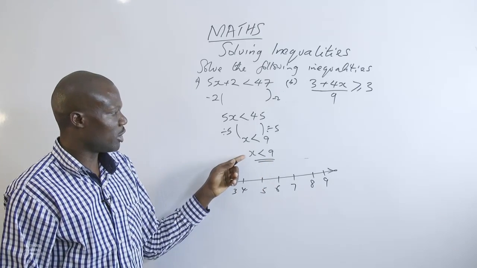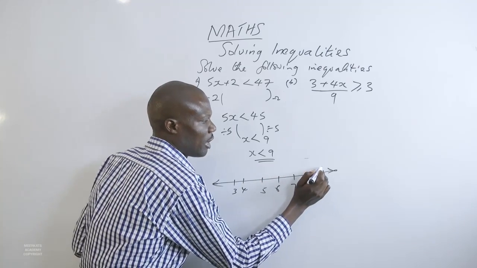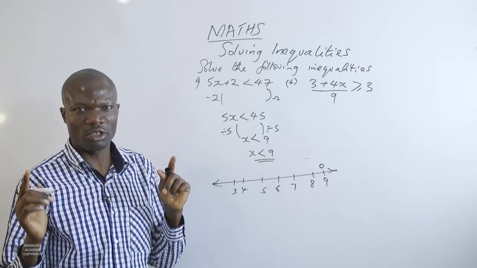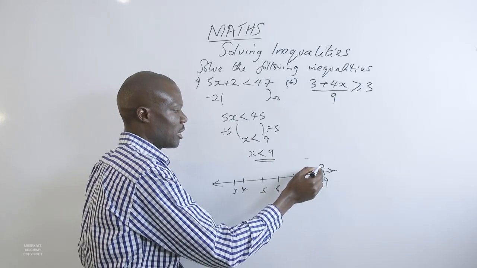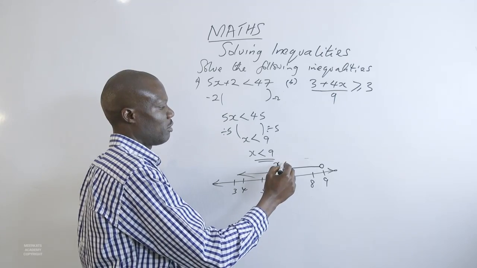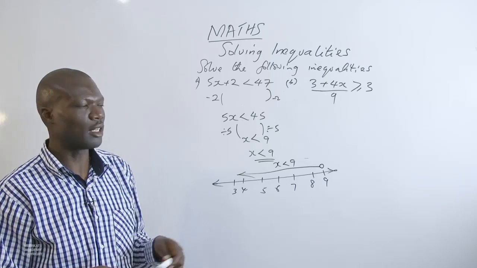represent the solution by saying x is less than 9. So we go to 9 and have an open circle to show that 9 is exclusive, and the direction it takes is this direction. So this is the solution for this particular inequality: x is less than 9.